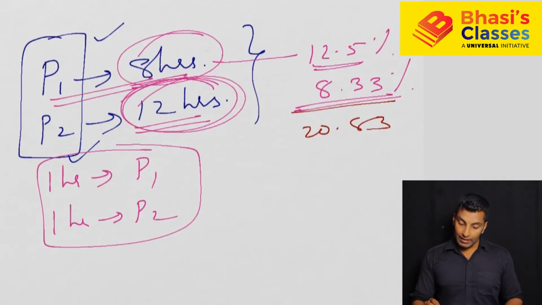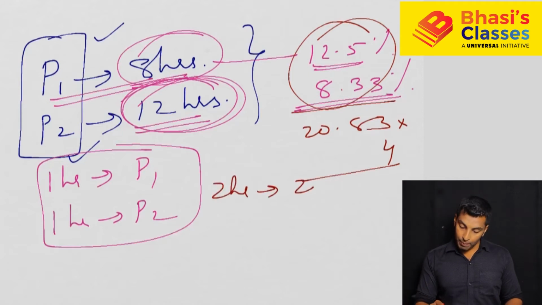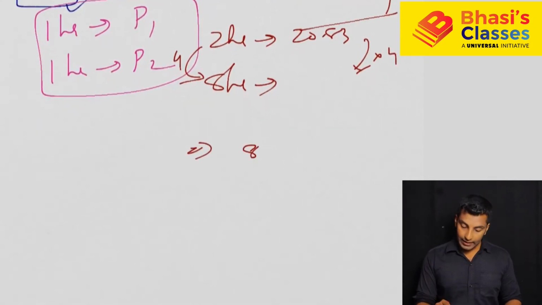So that means after the 8th hour, just multiply by 4, because 2 hours means 20.83. So 8 hours, here you need to multiply by 4. What do you get? 83.33% of the tank is filled.